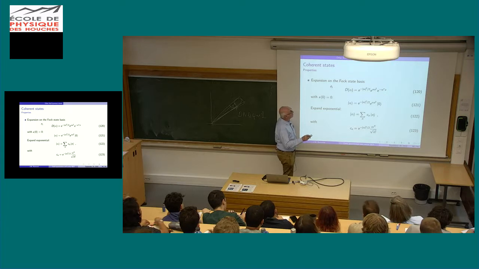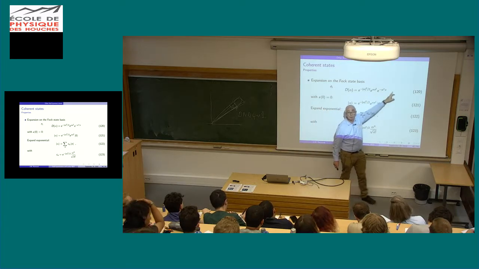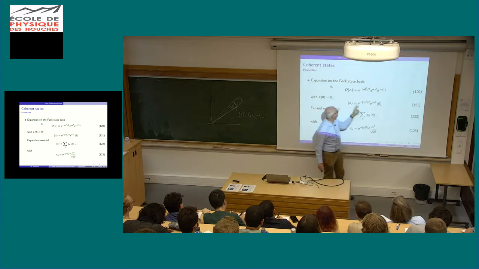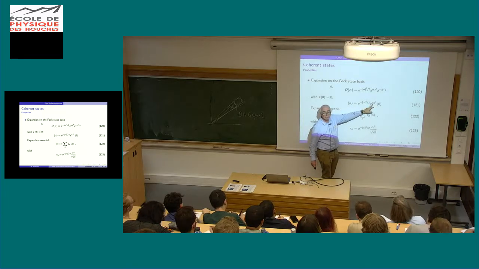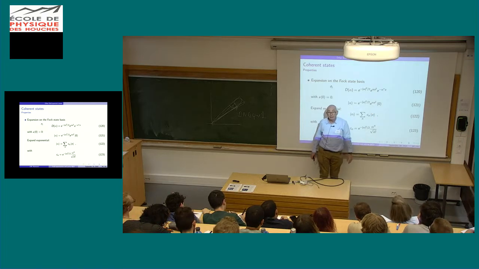If you apply that to |0⟩ and expand it, that is 1 plus a series of a, and a acting on |0⟩ is 0. So what remains is 1. So |α⟩ is just that. You expand this in power series. So we find a power series of a†.